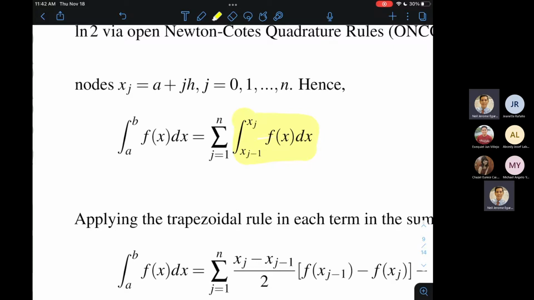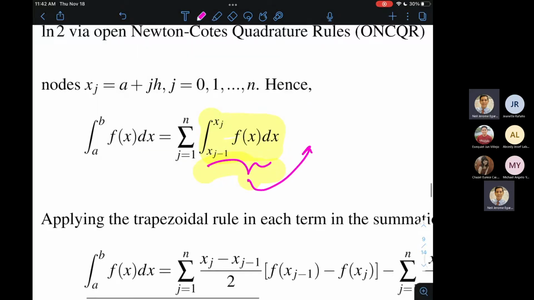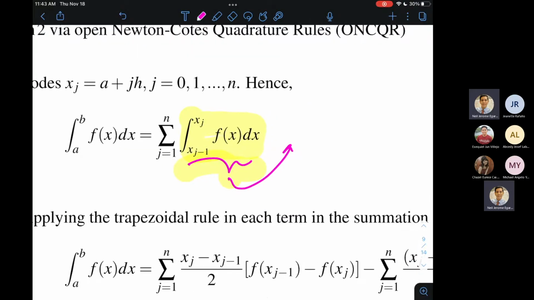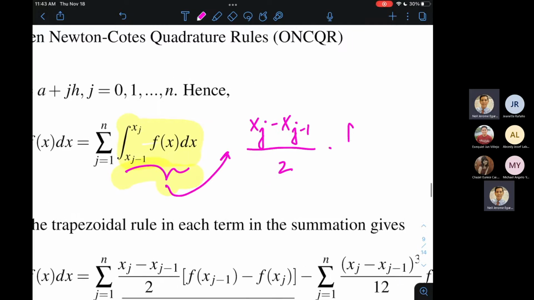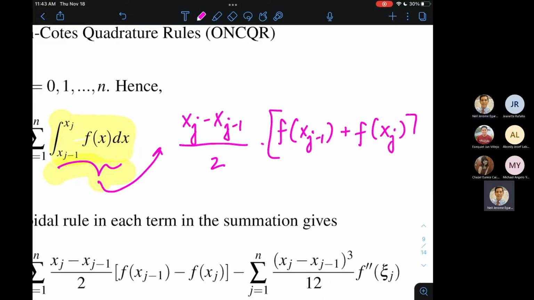All right, so remember the trapezoidal rule for each of these will just be the length of the interval, so it's going to be x sub j minus x sub j minus 1 all over 2 times function value at the left endpoint, x sub j minus 1, plus function value at x sub j. All right, yan yung sinabi ng trapezoidal rule. All right, so approximately equal siya dyan.